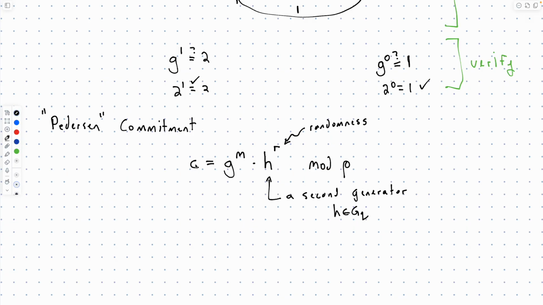Is C always going to be in GQ? Okay, if G's in GQ and H is in GQ, we're just multiplying them by each other, and so we're never going to leave GQ. So C is always going to be in GQ as well. So G will be in GQ, and C will also be in GQ.